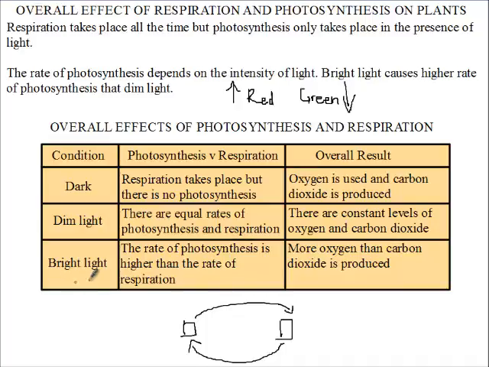But in bright light, that is where the rate of photosynthesis is highest. So more carbon dioxide will be used than oxygen because the rate of photosynthesis will be higher than the rate of respiration. So during a sunny day, more oxygen is in the atmosphere than carbon dioxide because during the sunny day, the rate of photosynthesis is higher than the rate of respiration. So more oxygen is present than carbon dioxide.